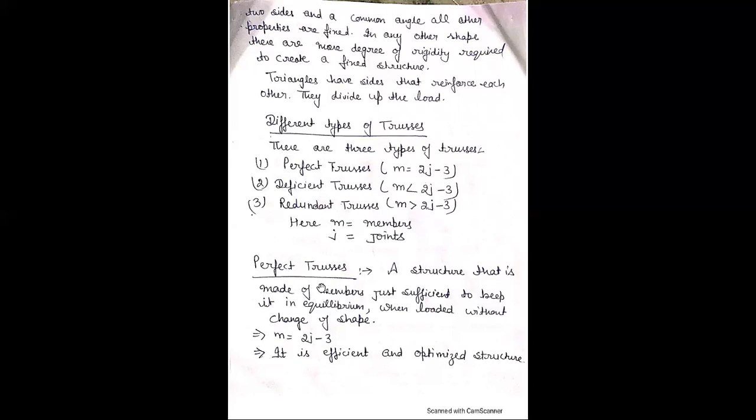Let's discuss. First is the perfect truss, a structure that is made of members just sufficient to keep it in equilibrium when loaded without change of shape. It is an efficient and optimized structure and does not change its shape when load is applied.